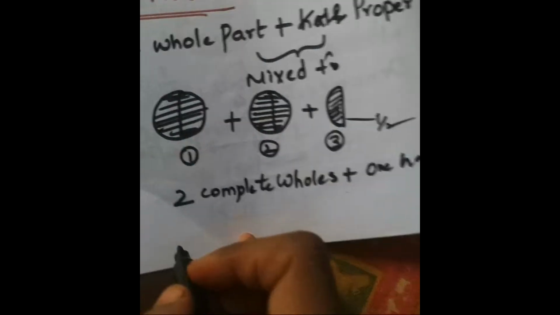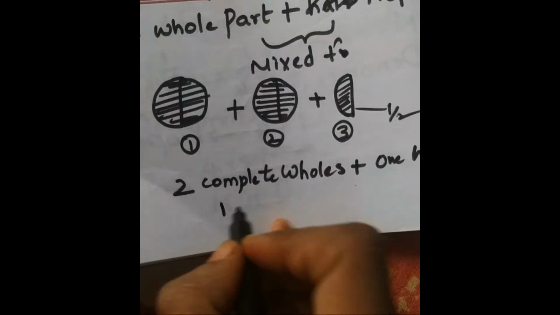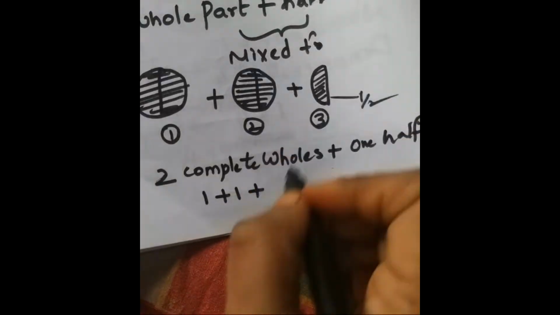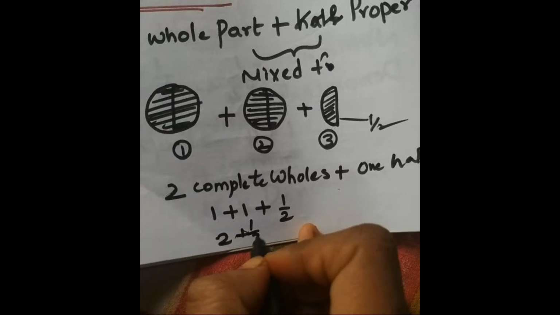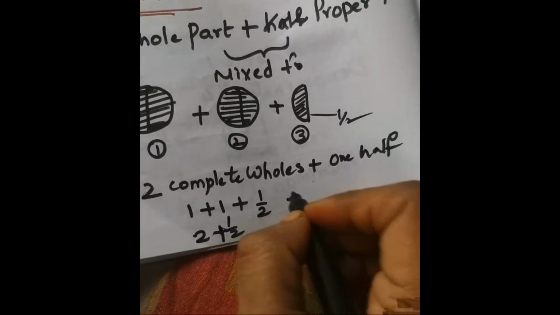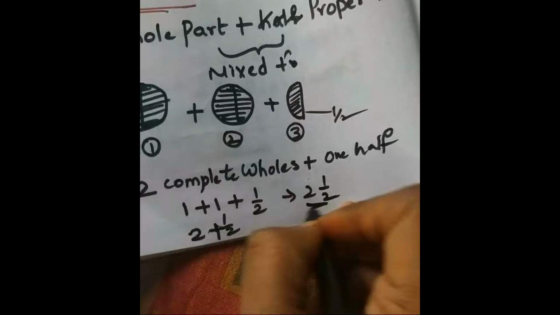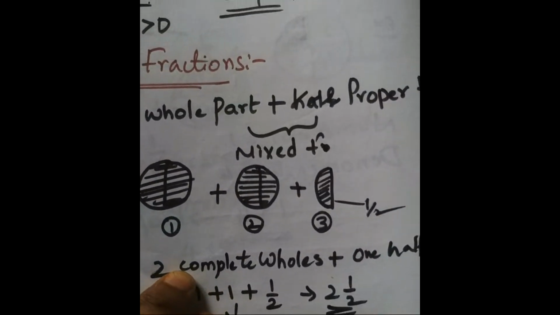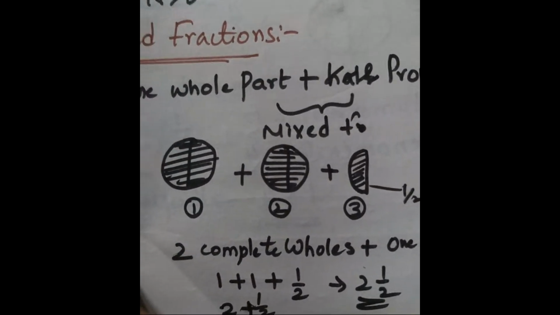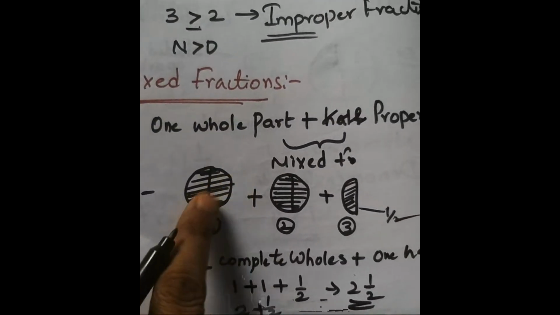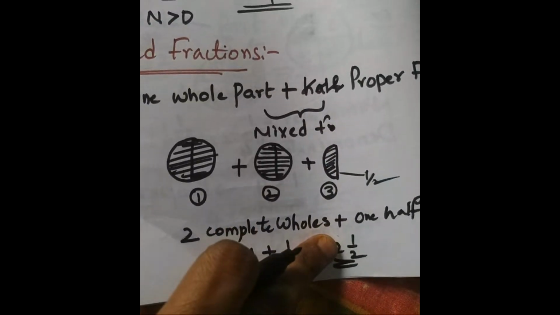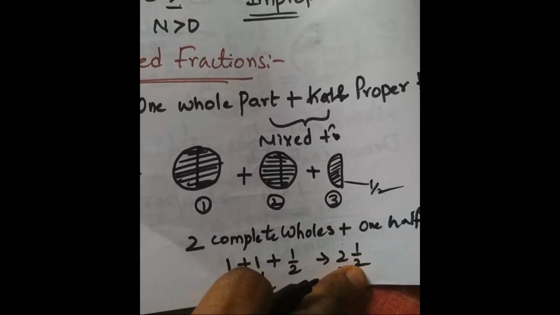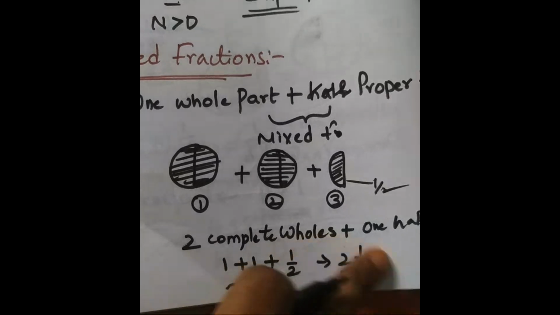one half part, that can be written as 1 plus 1 plus 1 by 2, means 2 plus 1 by 2. Okay, this becomes 2 1 by 2. I am writing like this. This is the mixed fraction. We have to write like this, children. Okay, 1 plus 1 is 2 and the half part, that is written like this, 2 1 by 2. Okay, this is the mixed fraction.